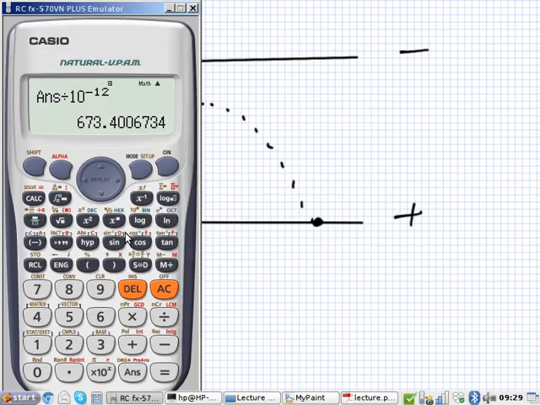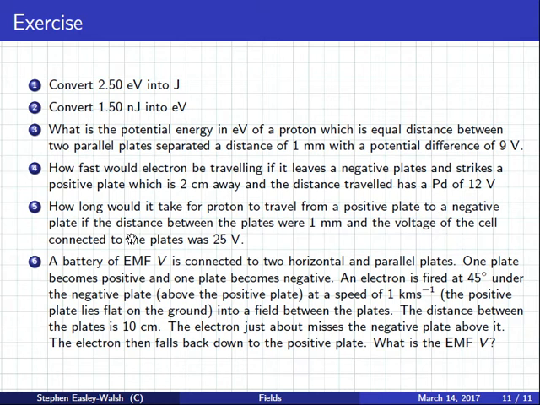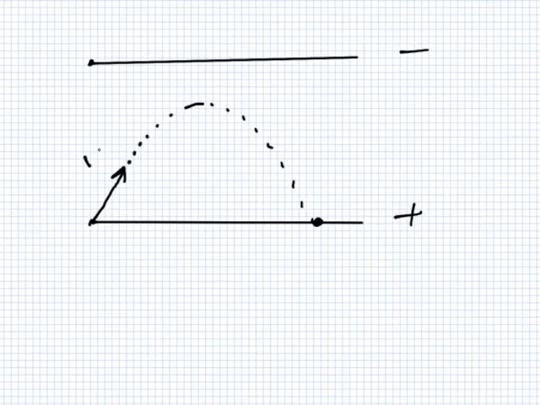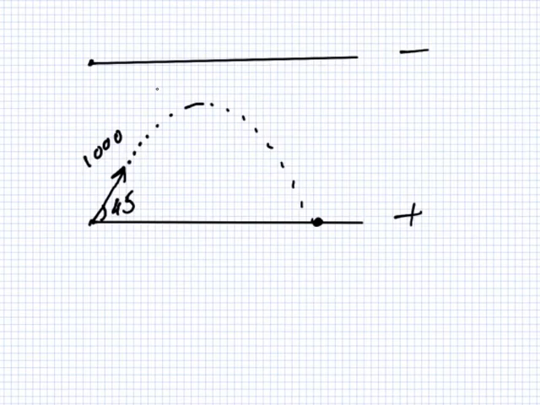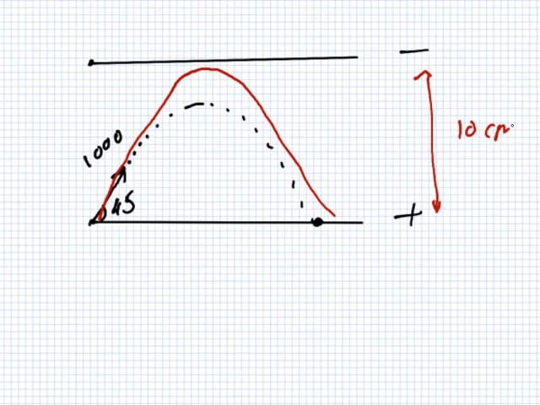What else did I tell you in the question? The angle is 45, yes. And the speed is a kilometer per second. So initially this is 1,000 meters per second and the angle of 45. And the plate is 10 centimeters. And the electron just about misses the negative plate. So actually in my picture, I really should have it going like this. It just about misses the top plate. And this distance here is 10 centimeters.